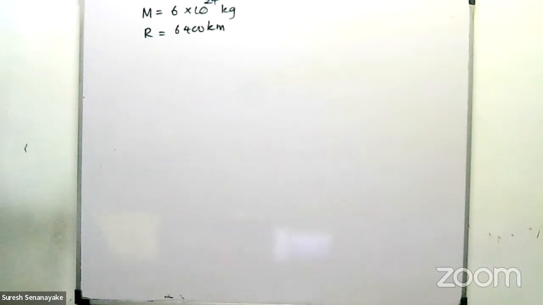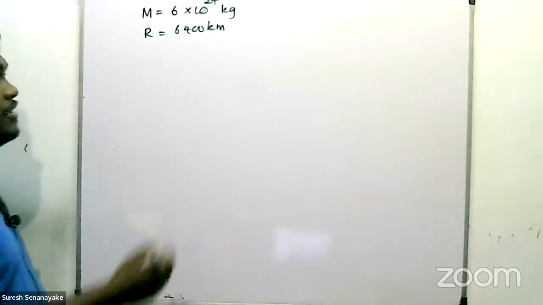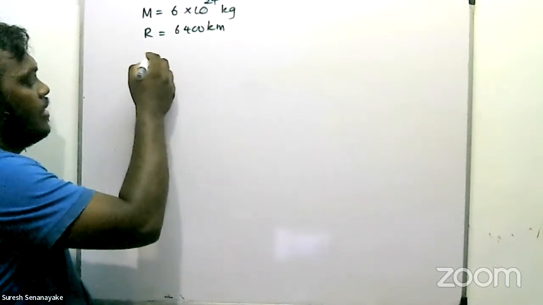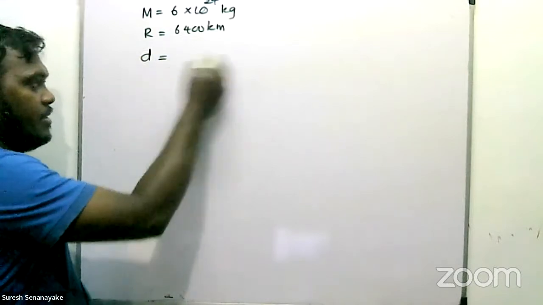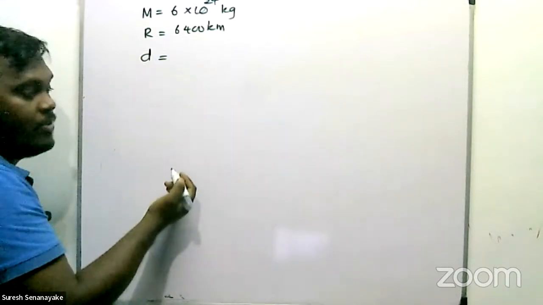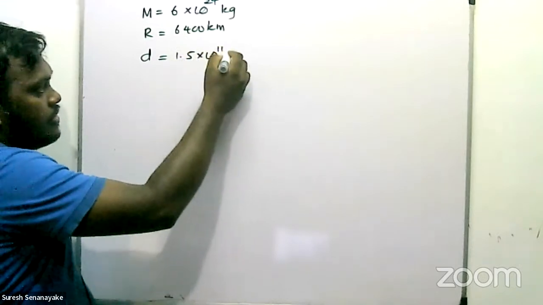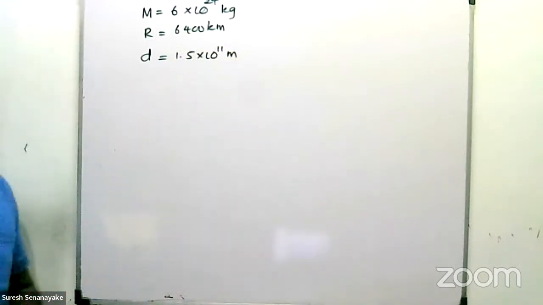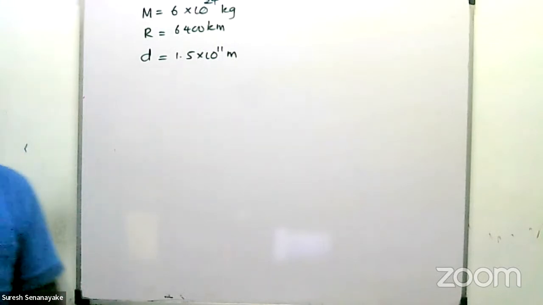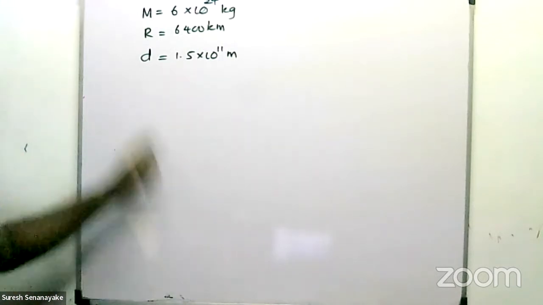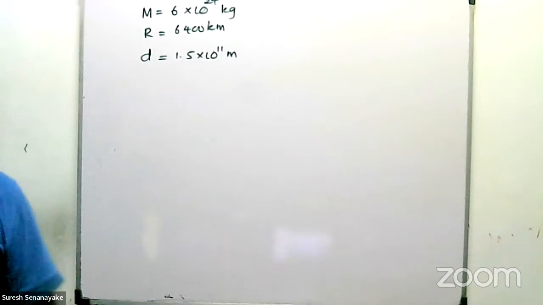Then the mean distance between the Earth and the Sun, let's say the average distance between the Earth and Sun, is called the astronomical unit. That's 1.5 × 10^11 meters. This is the average center-to-center distance between the Earth and the Sun, right?